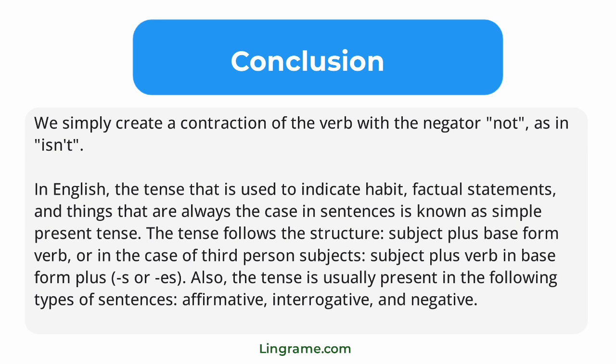In English, the tense that is used to indicate habit, factual statements, and things that are always the case in sentences is known as simple present tense. The tense follows the structure, subject plus base form verb, or in the case of third-person subjects, subject plus verb in base form plus s or es. Also, the tense is usually present in the following types of sentences: affirmative, interrogative, and negative. Understanding the simple present tense will better inform you on how to use them effectively in writing and speaking.